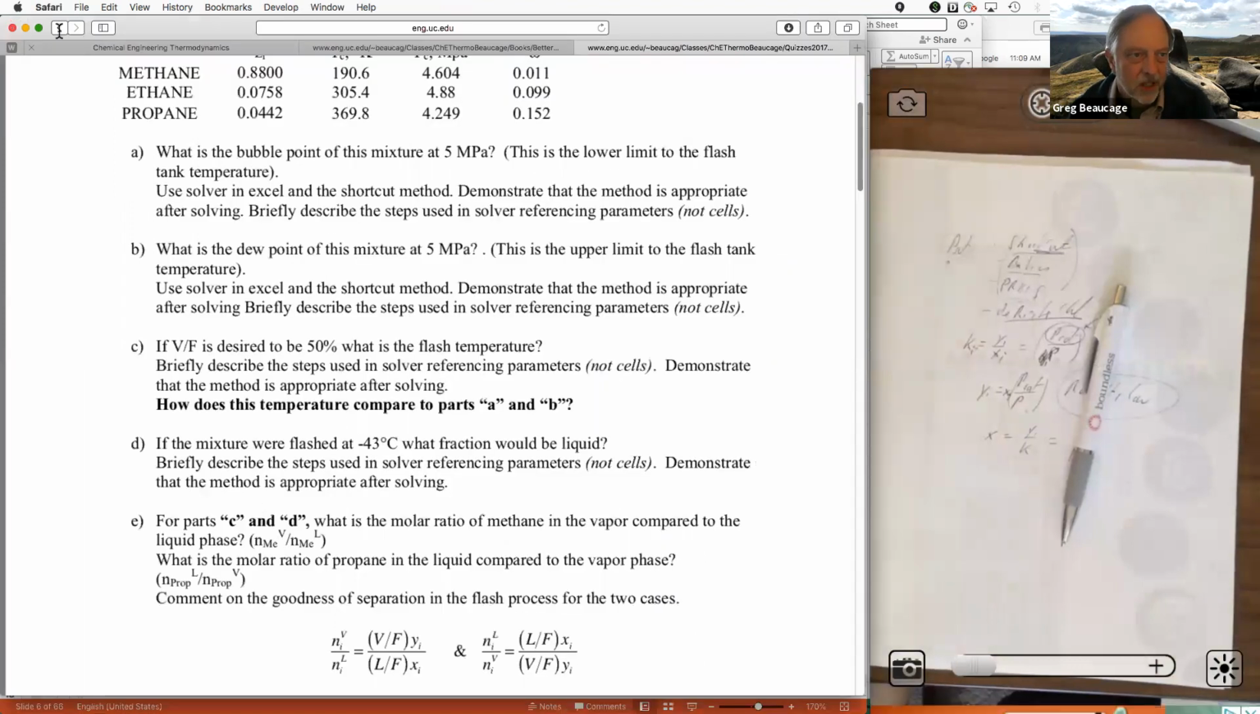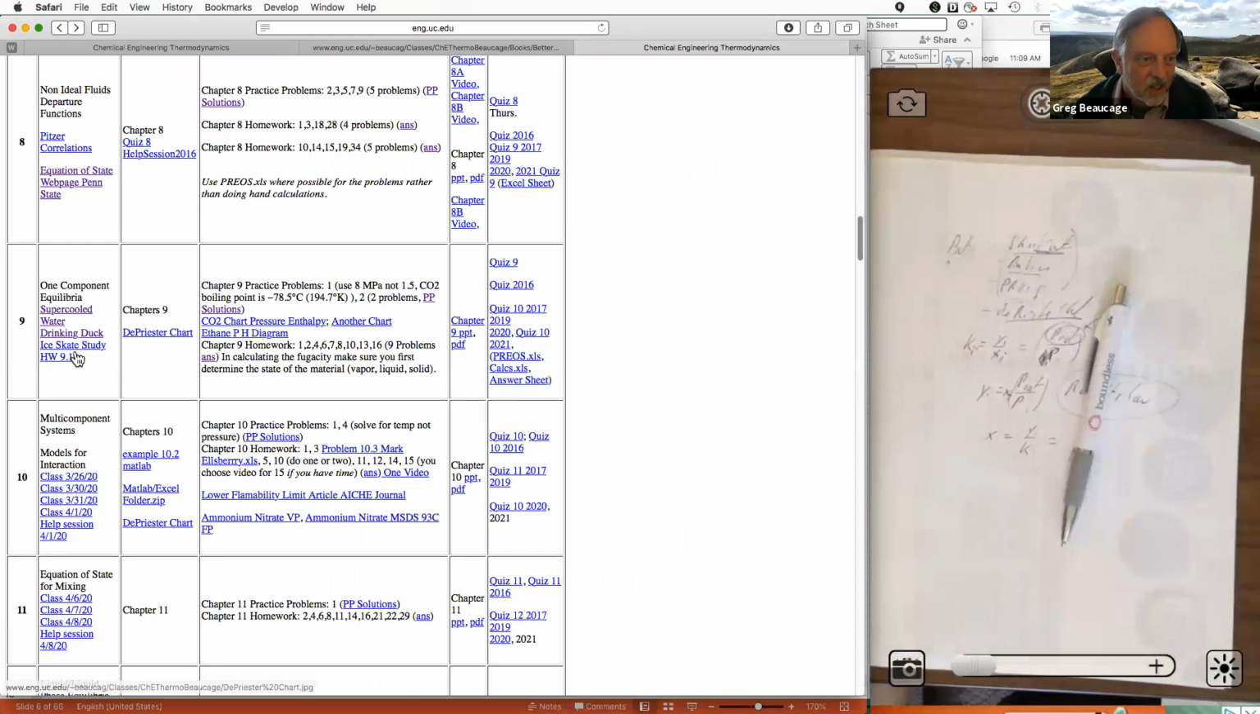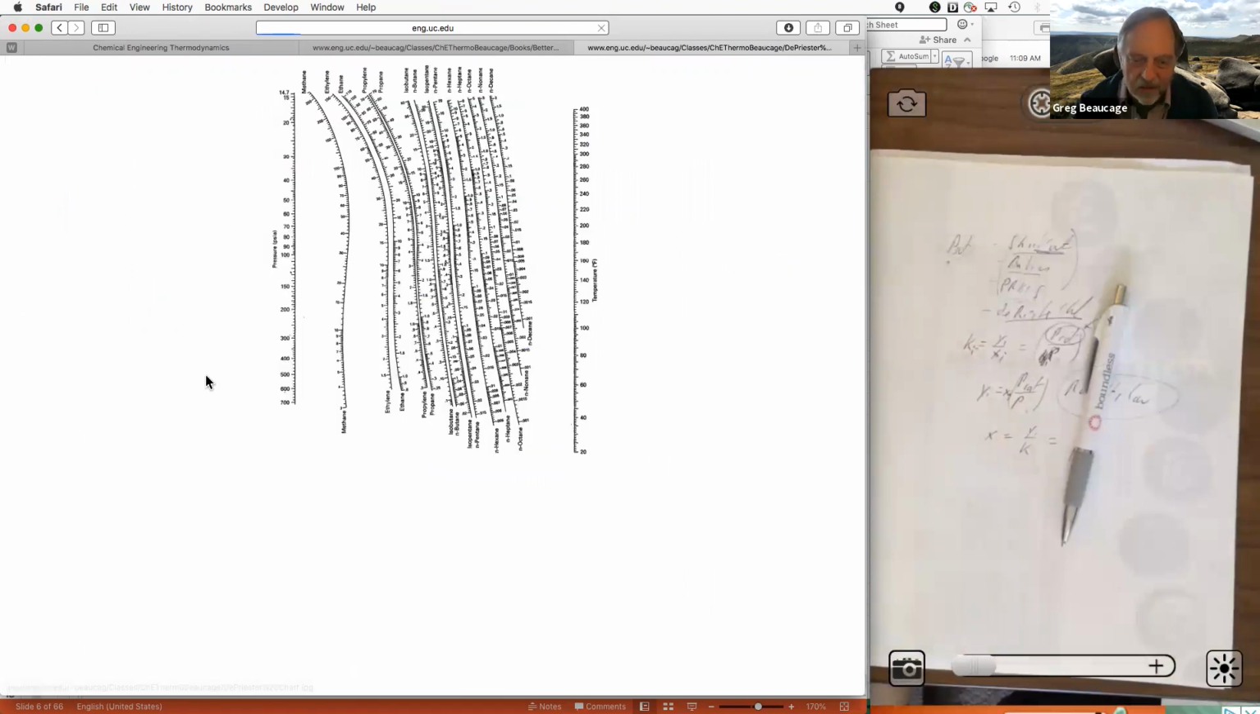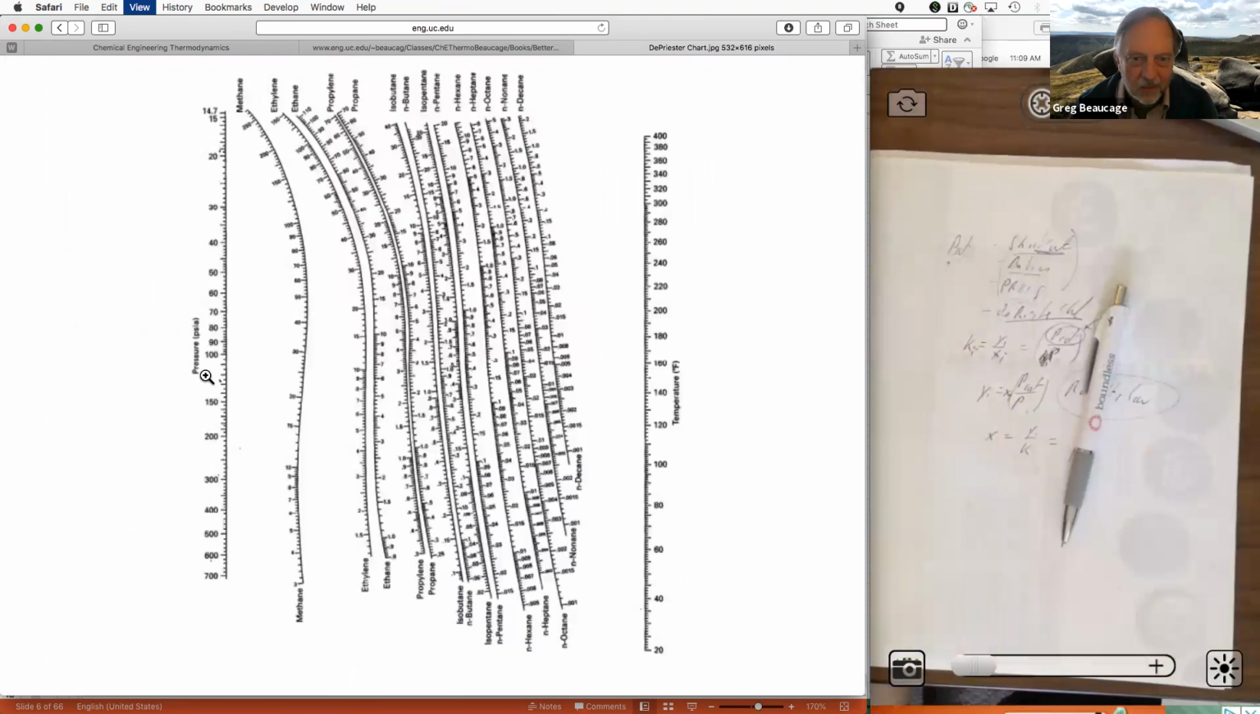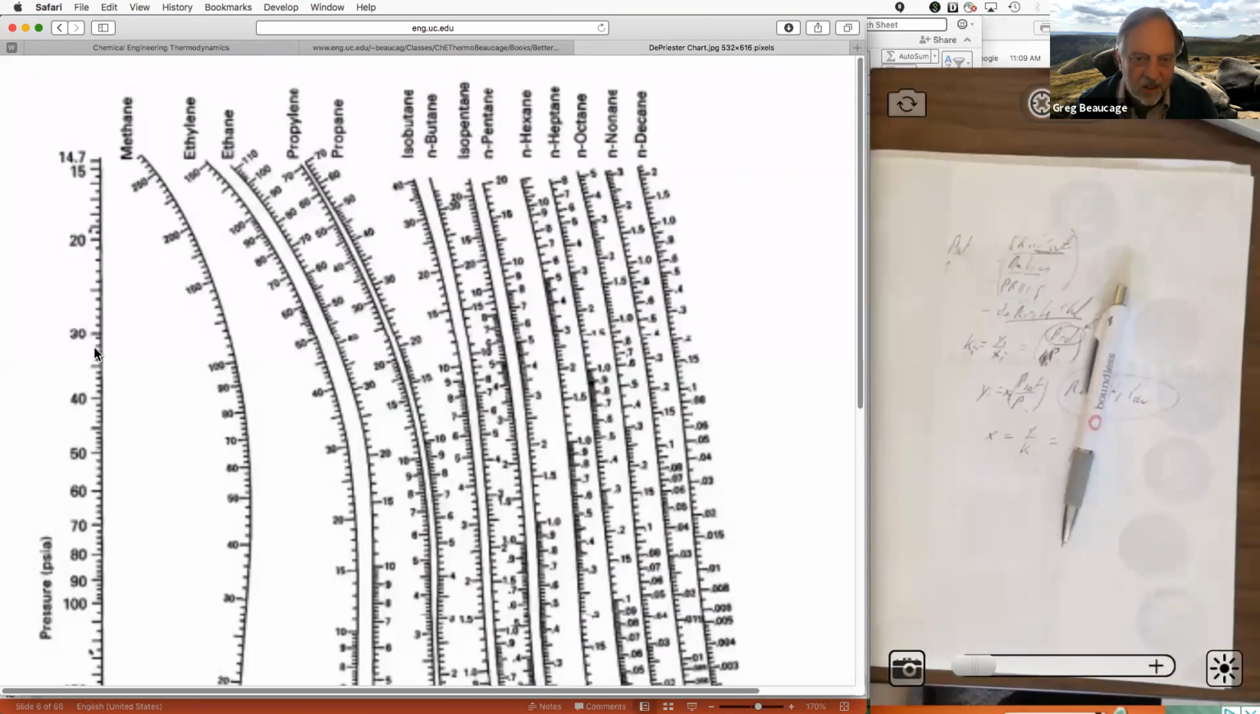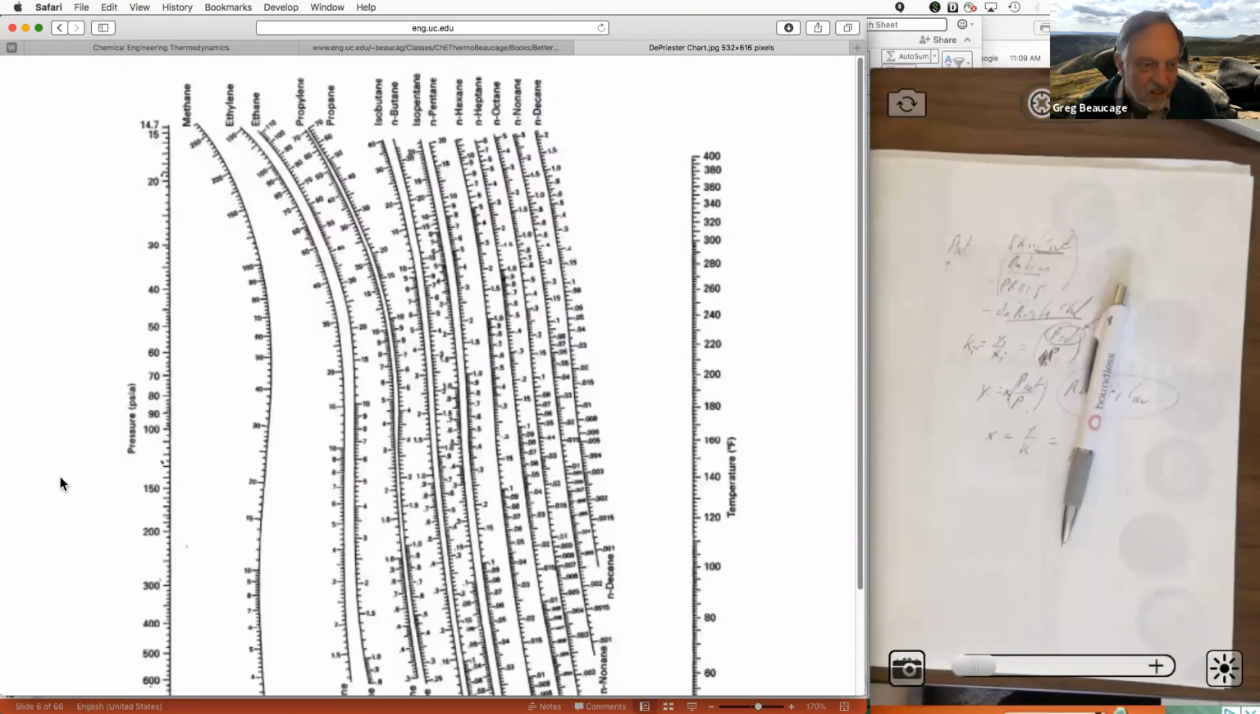On the web page, somewhere in chapter 10, the de Priester chart is right here. You can click that and blow it up, and it's not blurred much. The way to use it is, it's not like a chart or plot you've ever seen before, because there are no axes exactly. There are just these squiggly lines.